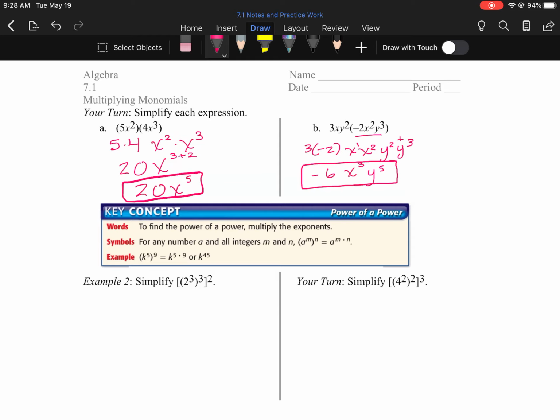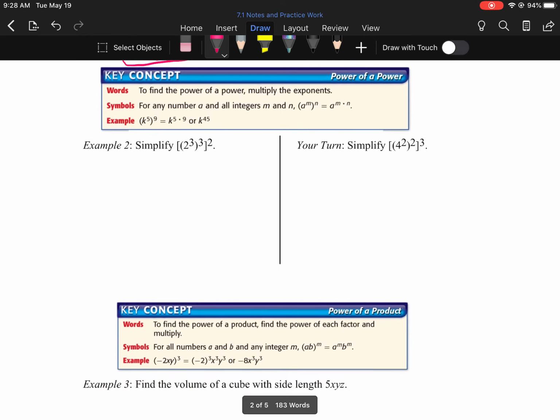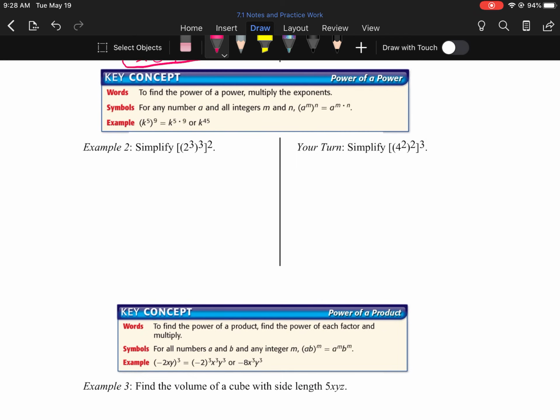So that's our first rule of exponents. We multiply like bases, we add the exponents. The second rule is called power of a power. So it's when I'm going to have an exponent raised to another exponent. So it says to find the power of a power, you multiply the exponents.